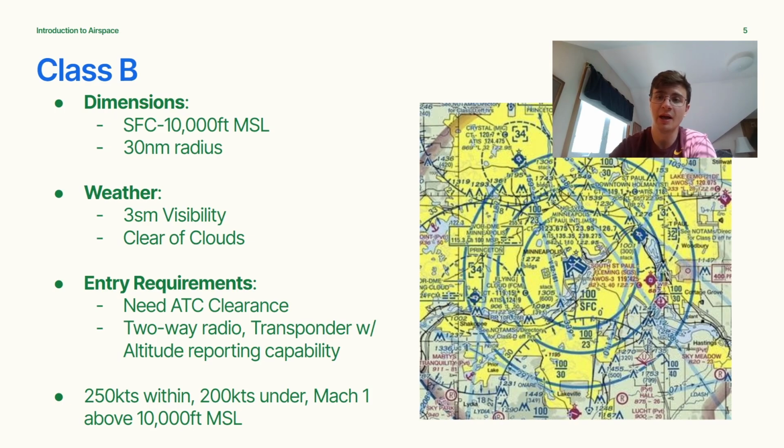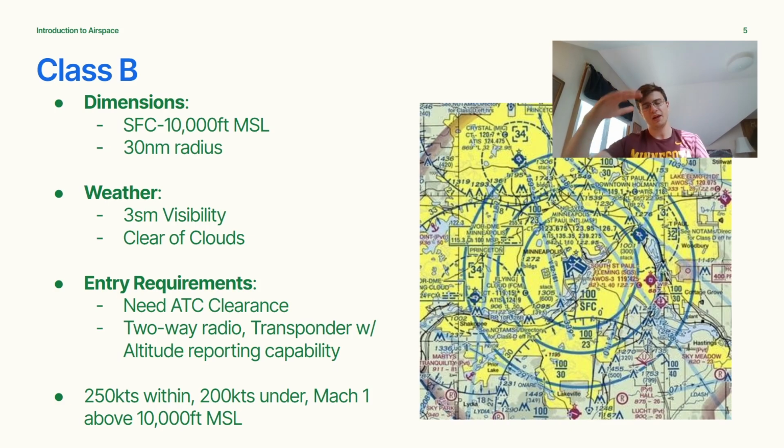Otherwise, if you enter any of these upside down rings, you will be intruding upon that Class Bravo airspace and you could get in trouble for that. To enter, you need to have a 2-way radio and a transponder with altitude reporting capability. So make sure you have that before you enter into Class Bravo airspace. You have a speed limit within Class Bravo airspace. While you're within Class Bravo airspace, you have to stay below 250 knots.